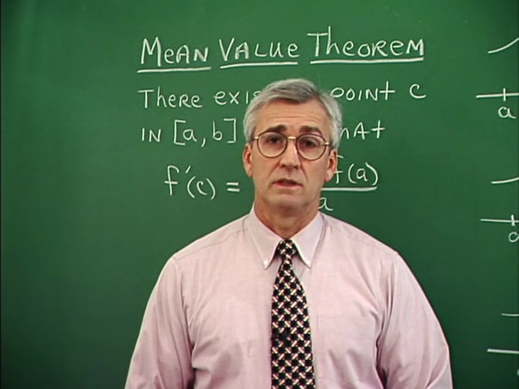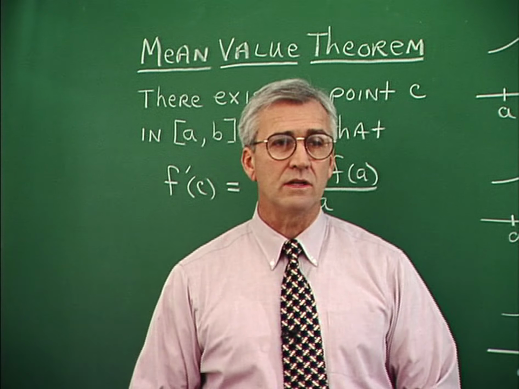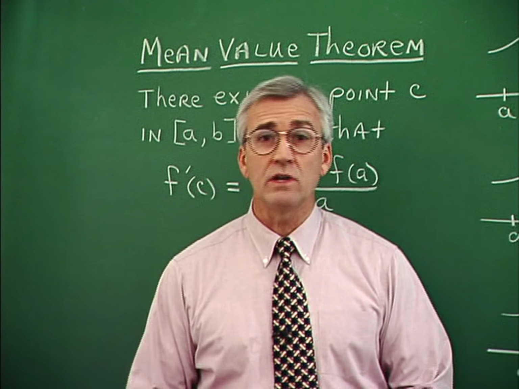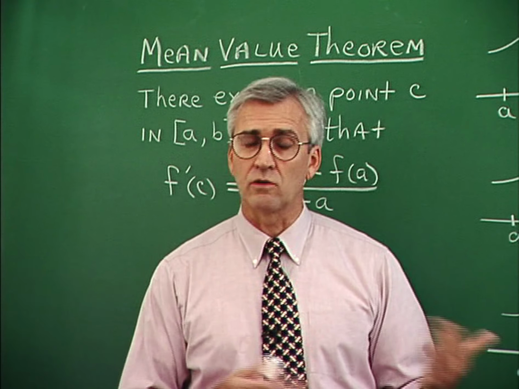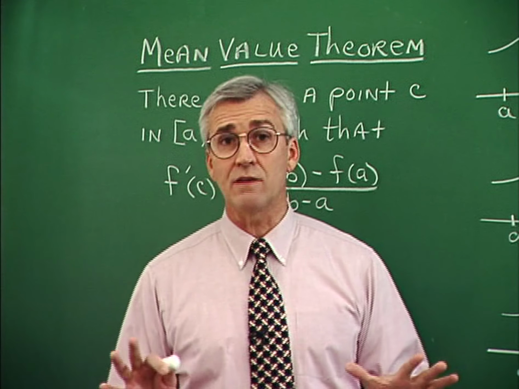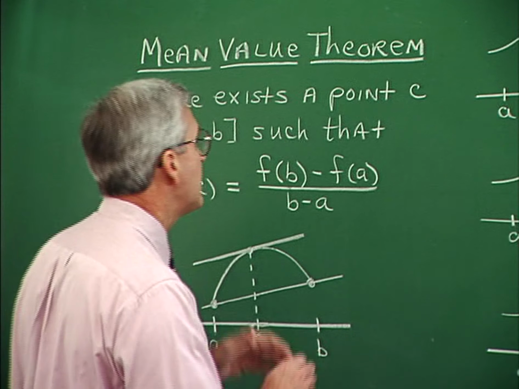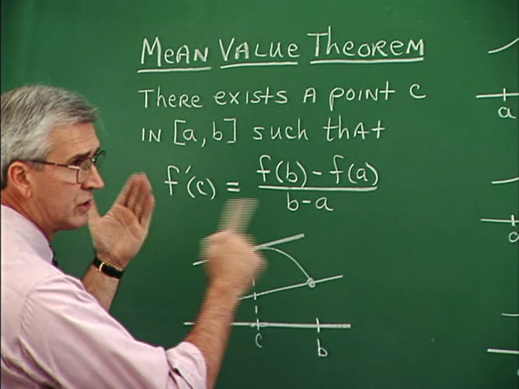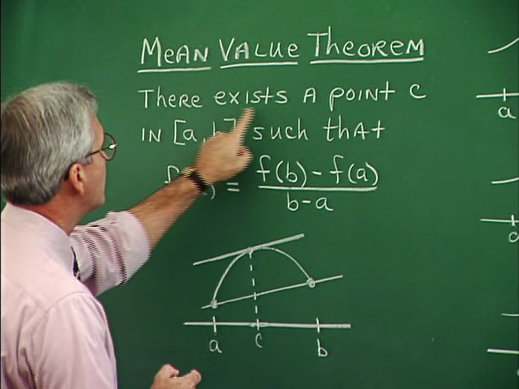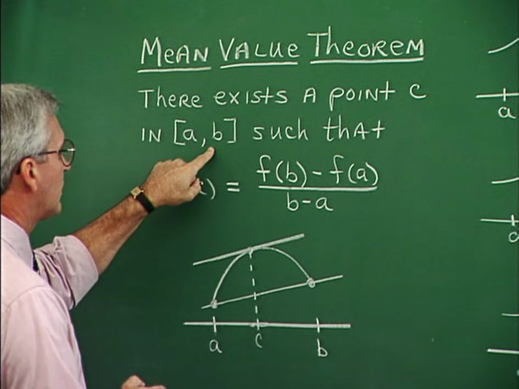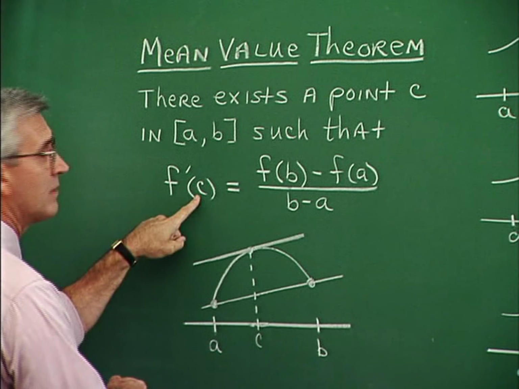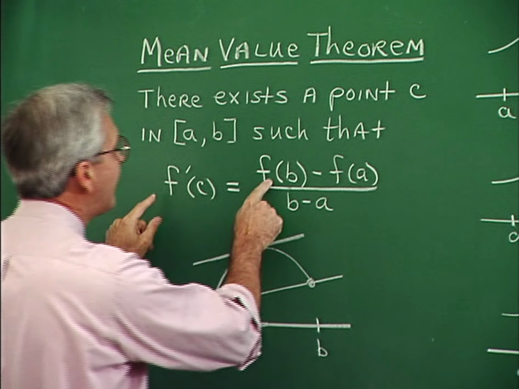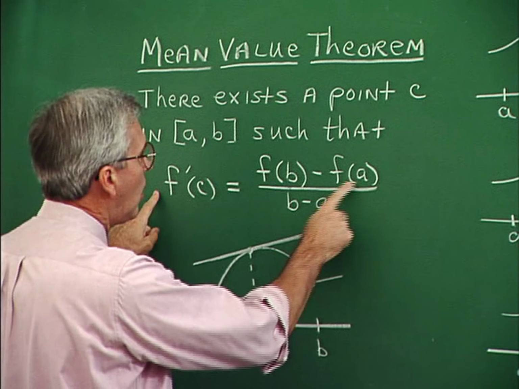In a previous segment, actually a previous chapter, we talked about the mean value theorem. And there is a mean value theorem for integrals. Let me refresh your memory about the mean value theorem that we talked about earlier. The formal definition looks kind of like this. If f is a continuous function on an interval a to b, there exists a point c in the interval a to b such that f prime of c, f prime of that point that's in the interval, is f of b minus f of a over b minus a.